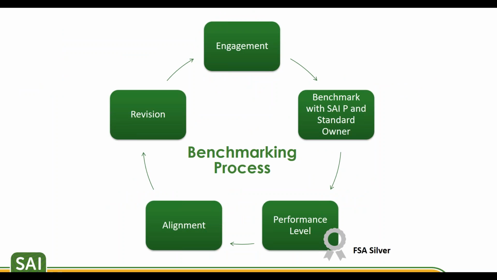So if we quickly look at the benchmarking process, the main message here is that we engage with the standard owner. We don't strive to go out and benchmark a specific standard without having the standard owner involved in that process. So we have a very detailed dialogue with them to identify how well aligned we are and ensure that the performance level that's determined for that standard, so whether it's equivalent to FSA bronze, silver, or gold as examples, is agreed between SciPlatform and the standard owner. And then, of course, we can continue to work towards further alignment. And then once one of the systems is revised, we, of course, have to redo this process again.